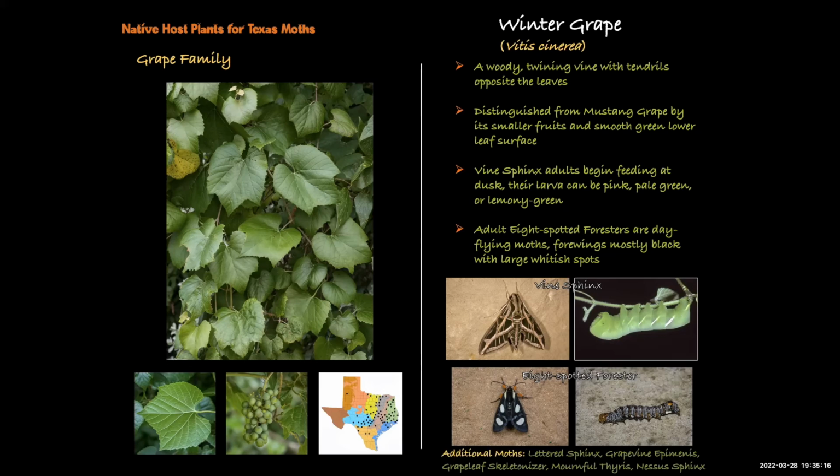The vine sphinx, the adults begin feeding at dusk, like many moths. And their larvae, we show the green form there, but they can be pink, pale green, or even a lemony green. The other moth that we're showing that uses this is the 8-spotted forester moth, and these are day-flying moths. Their forewings are mostly black with large whitish spots, and you should see them flying around some of the things that are blooming right now.